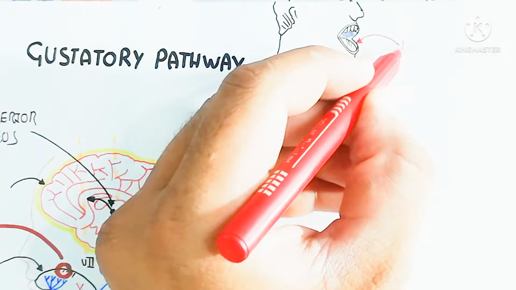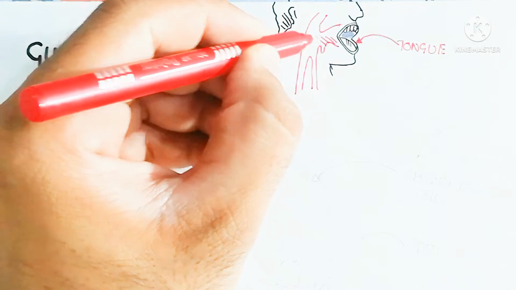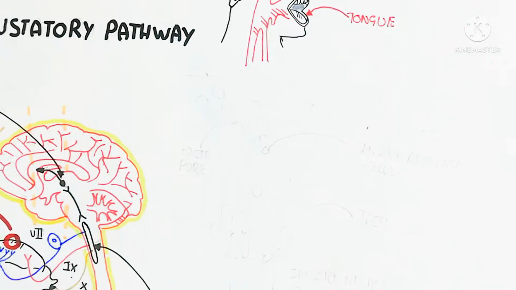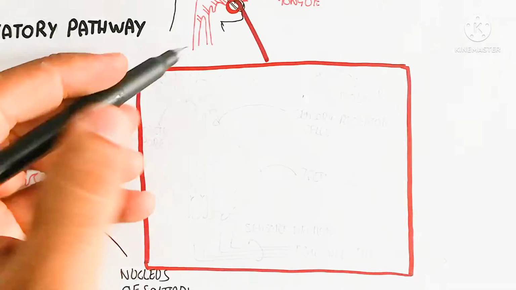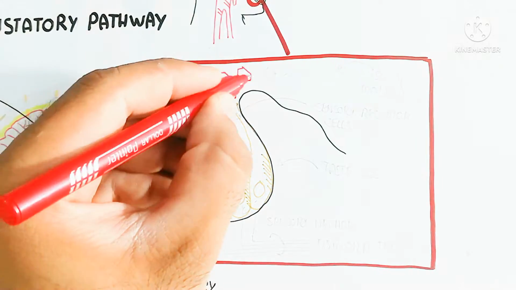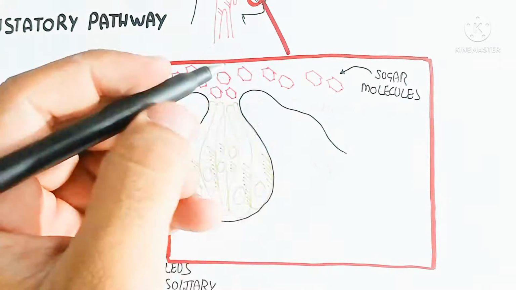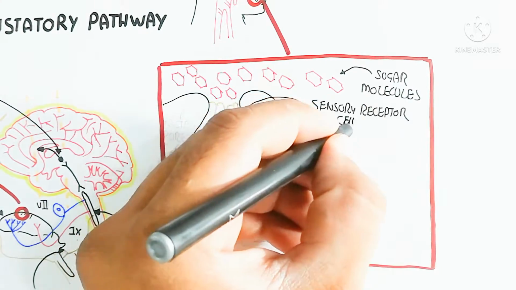So anyhow, let's begin to understand. This is the tongue, which contains a taste receptor cell. These receptor cells are in the form of a taste bud. This taste bud is slightly open, and through this slight opening, sugar or other bitter or acidic molecules will bind with the receptor.